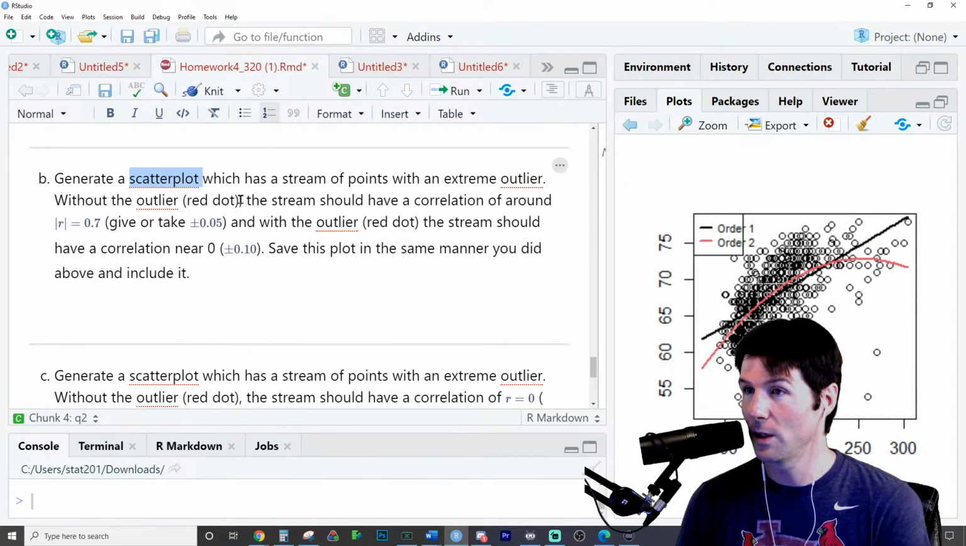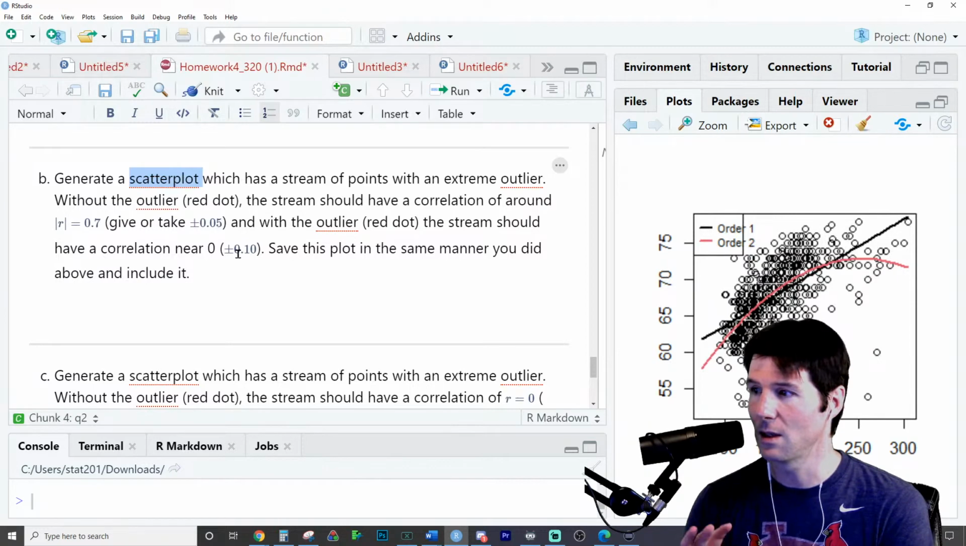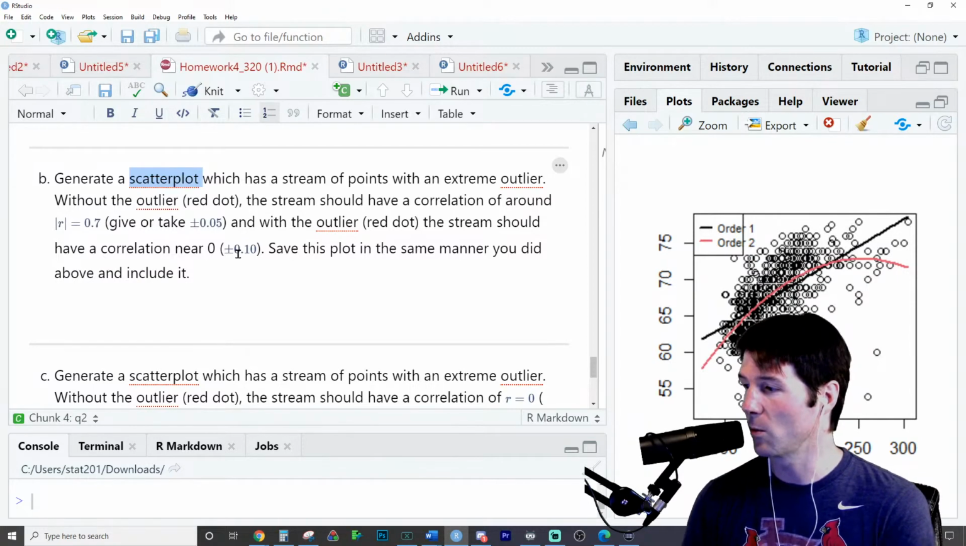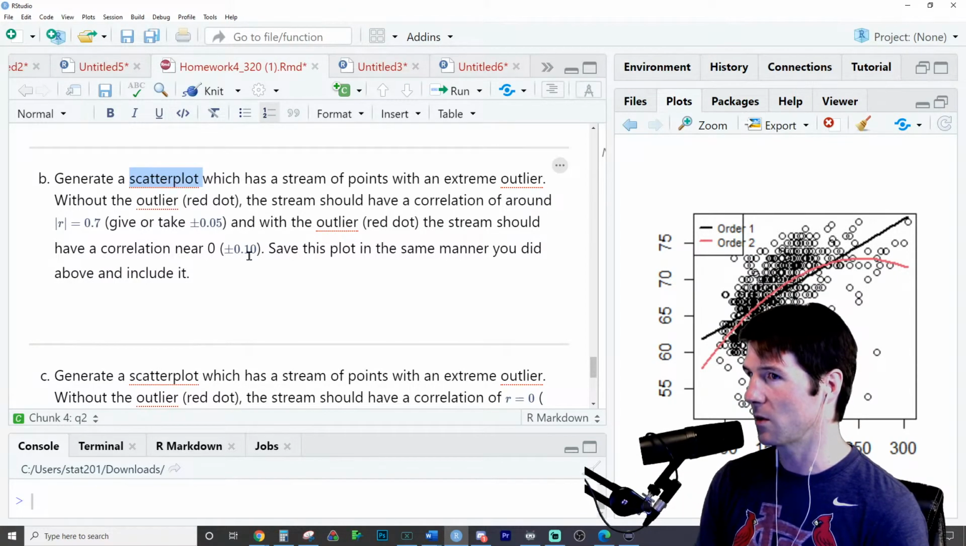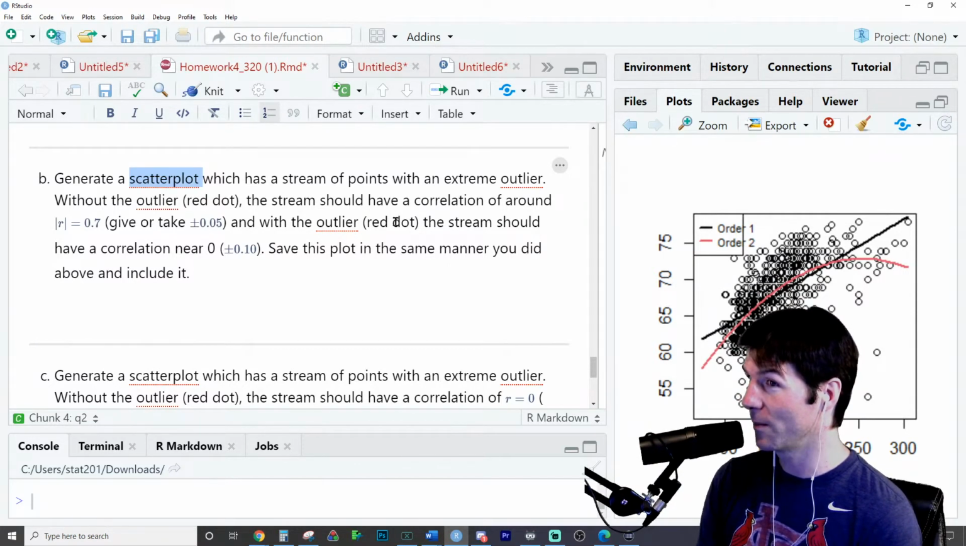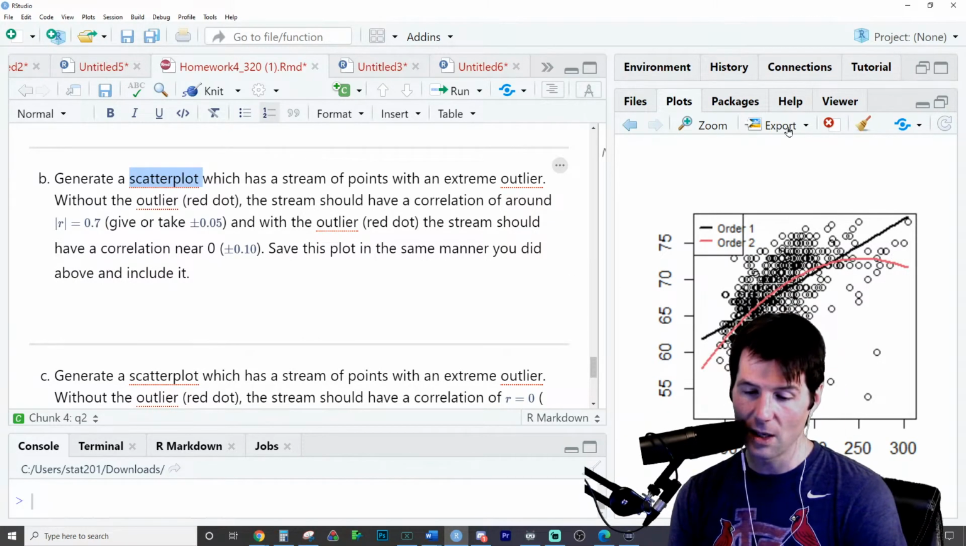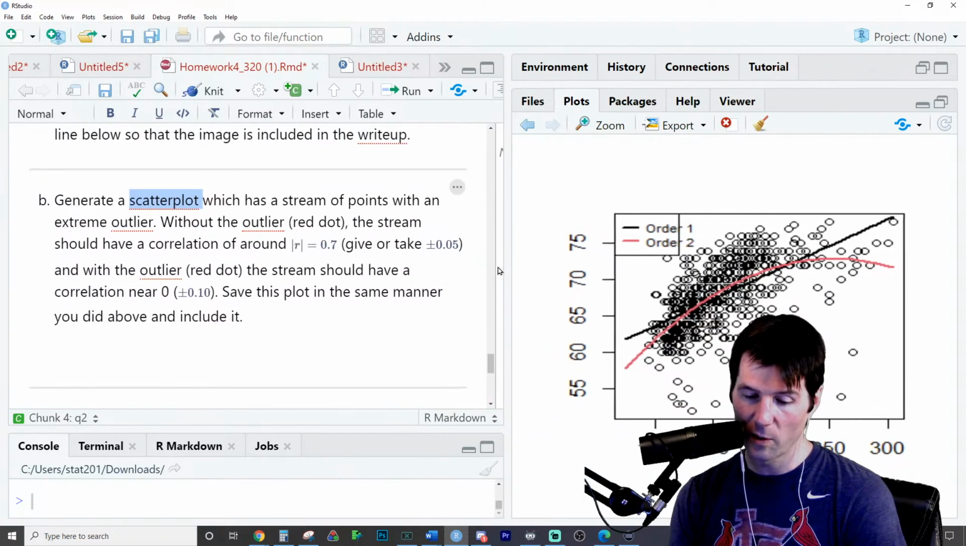Without the outlier, red dot, the stream should have a correlation around this. So the original correlation should be this. This is the original correlation plus or minus this. That's what the LaTeX writing was with the PM, all those different things, plus or minus. And with the outlier, the stream should have a correlation near 0. Save this plot in the same manner you did above and include it. So I'm going to take a screenshot of it, or you could save it using the export functions. Those work perfectly fine also.